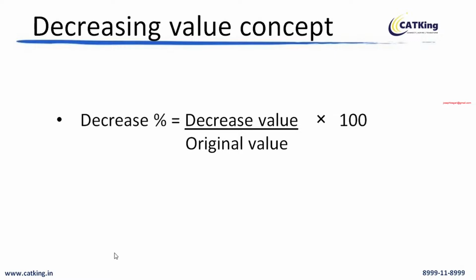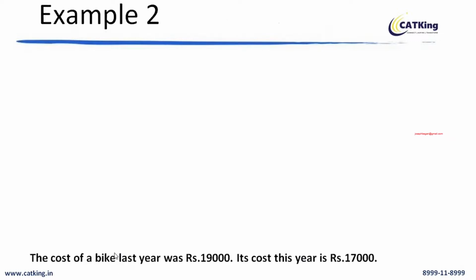Some of the boys failed and they are deported. So the number of boys is reduced. If you find out the percentage decrease, the decrease in percentage is basically decrease value upon original value into 100.